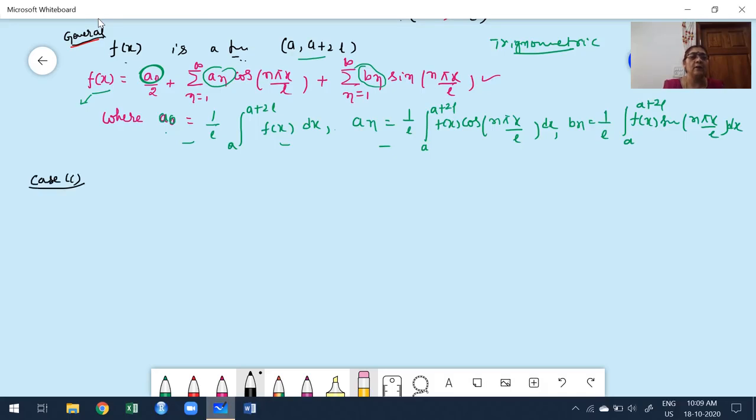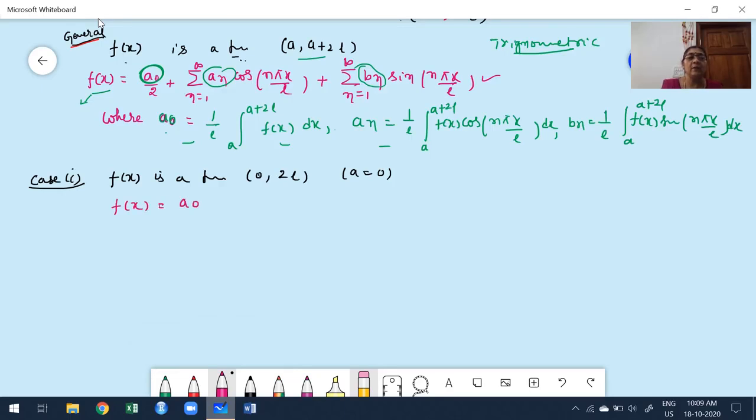Case number 1. Case number 1 is nothing but f of x is a function defined over an interval 0 comma 2l. That means my a value is 0. Suppose we put a as 0, the interval changes to 0 to 2l. What is the Fourier series for this function defined over the interval?